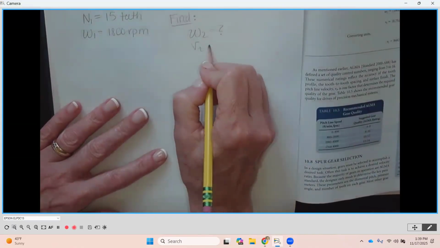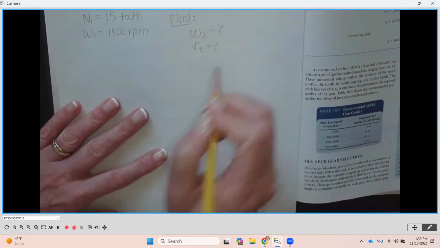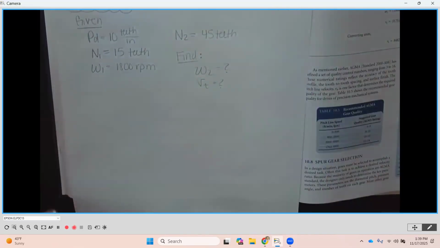Oh, it says also calculate the pitch line velocity. So we also need this. Sorry, I thought there was one other thing. There we go. So just add that in, because that'll be our second part.